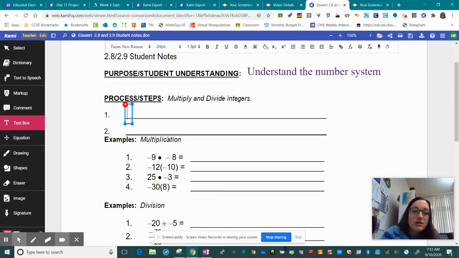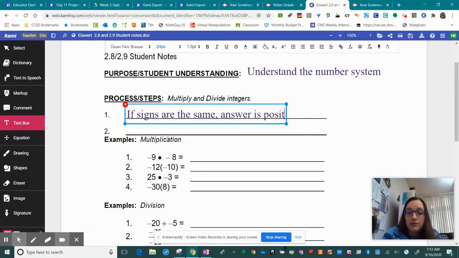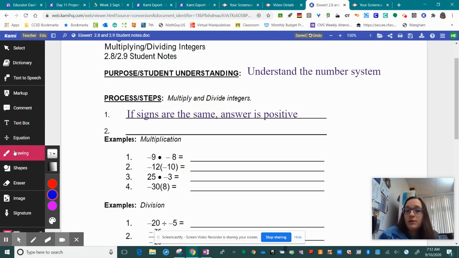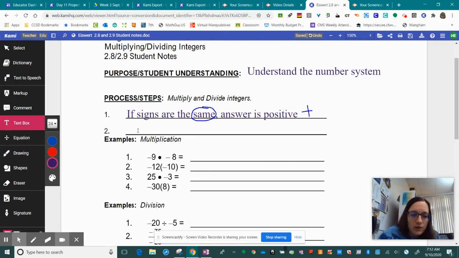So if the signs are the same, the answer is positive. Now I'm going to focus here. If the signs are the same, our answer is going to be positive. What does that look like? We'll see very soon. First, let's get our other option.